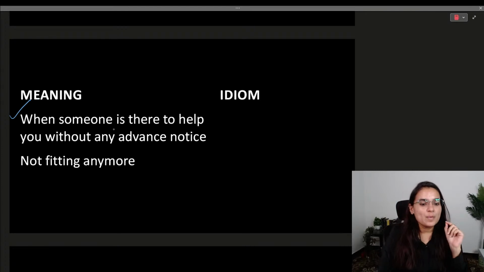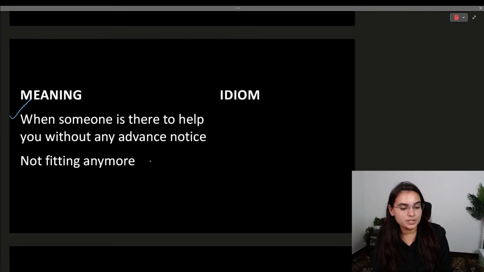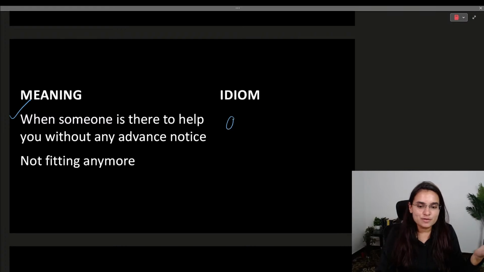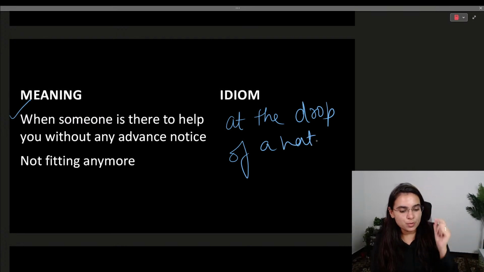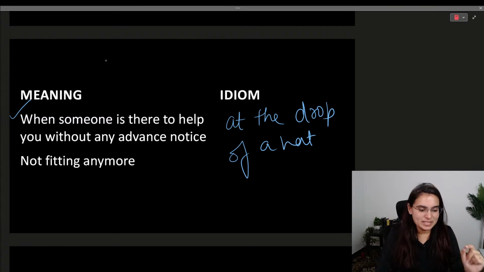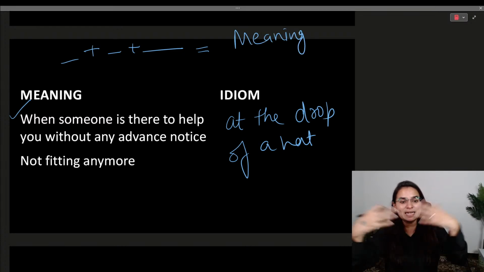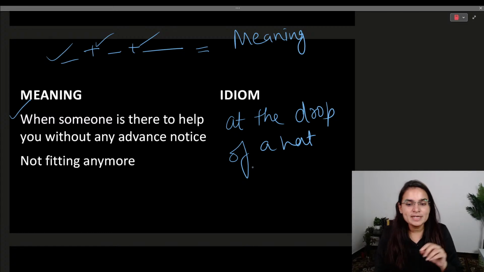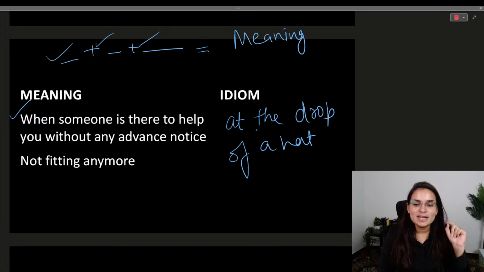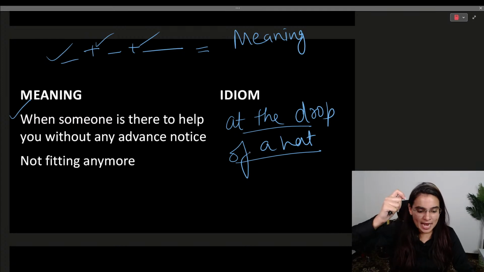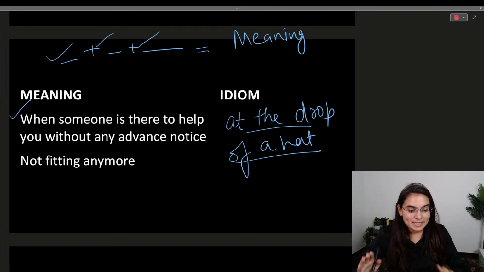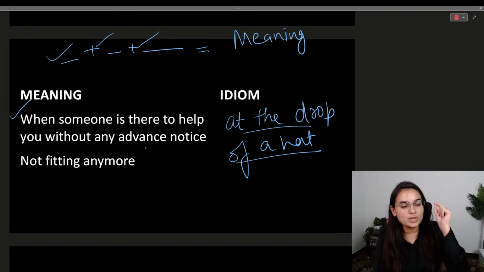Thank you. Yes. So when someone is there to help you without any advance notice, what is the idiom name? Okay, I've got 2 answers. That's amazing. Congratulations. So the first idiom is at the drop of a hat. What is the meaning of idiom? Idiom simply means when you join 2 to 3 words together and the meaning of that combination is completely different from the words. When you say at the drop of a hat, the meaning should be that there is a hat and it is dropped. But the meaning is when someone comes to help you without any advance notice.